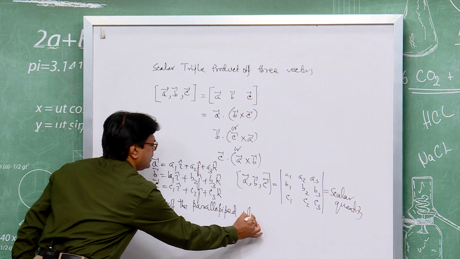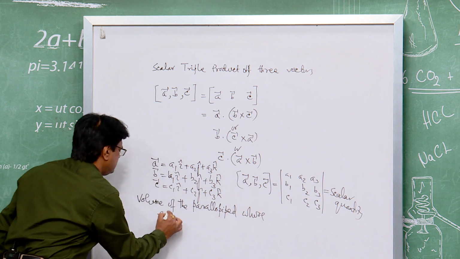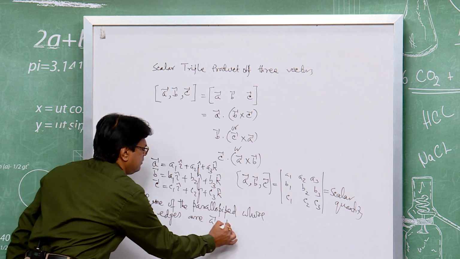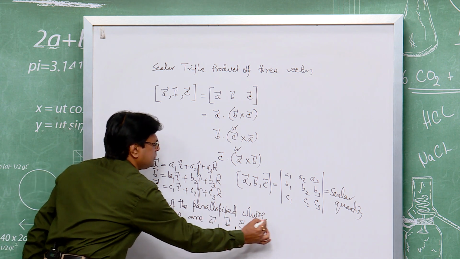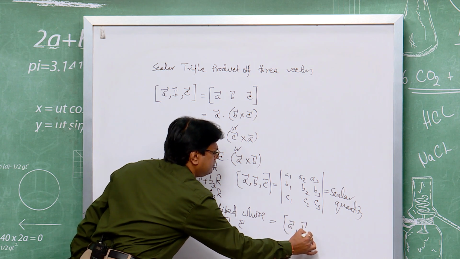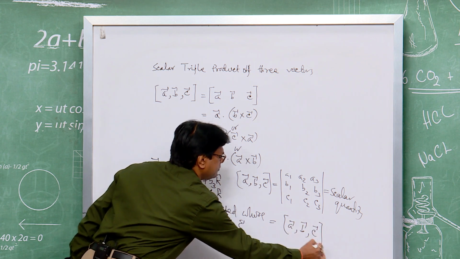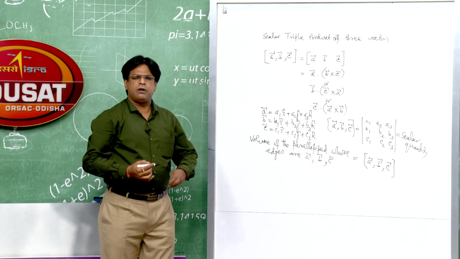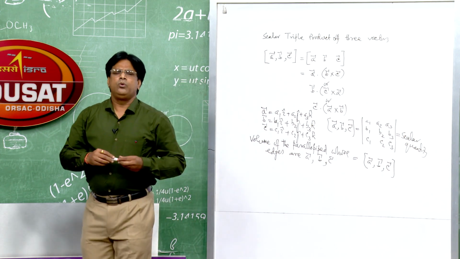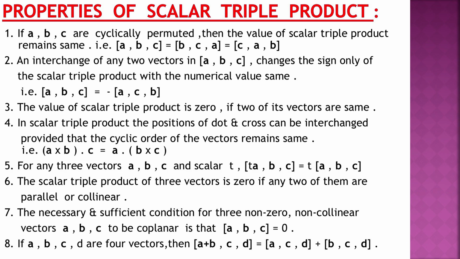So, the volume of the parallelepiped whose edges are A vector, B vector, C vector is nothing but your scalar triple product. So, from the figure we have the formula for the volume of the parallelepiped.